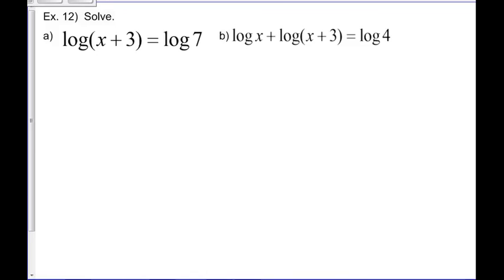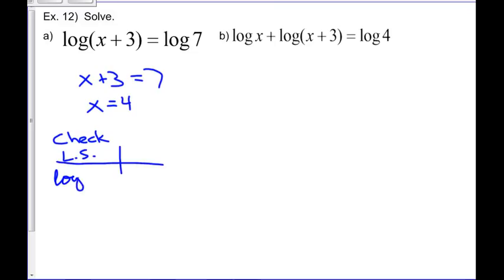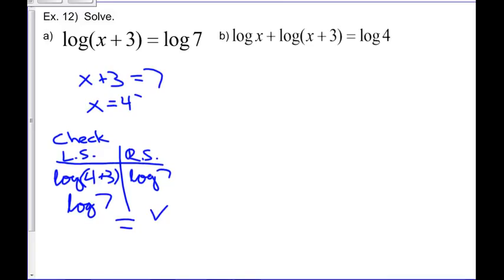Okay. So the idea is that if log of x plus 3 equals the log of 7, then it must be that x plus 3 equals 7, or x equals 4. Now let's go check what that does. On the left side, and we're checking in the original, the left side would say log of 4 plus 3. The right side would say log of 7. The left and right sides would say the same thing. Yay, this really is a solution.